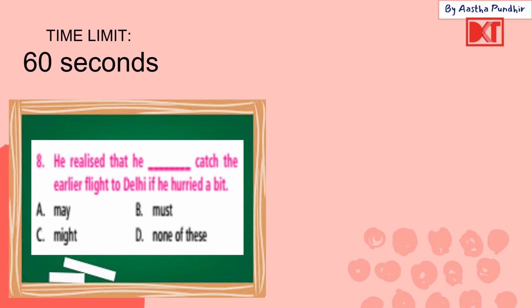Okay, here we have, he realized that he dash catch the earlier flight to Delhi if he hurried a bit. He may catch the earlier flight, he must catch the earlier flight, or he might catch the earlier flight to Delhi if he hurried a bit, or D, none of these. Now here, pretty easy. First of all, this is the past tense, he realized. If he hurried, past tense we're talking about, so C, might. Okay. Then here must is used for a certain obligation, and here might we're talking about a certain possibility, so we use might.